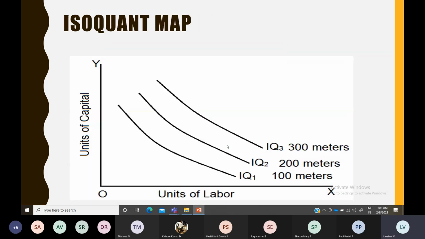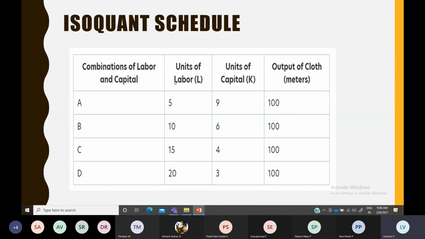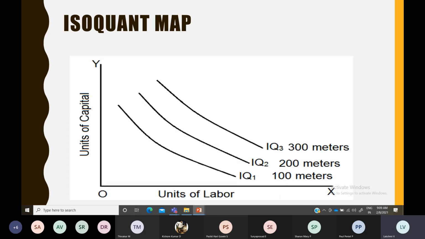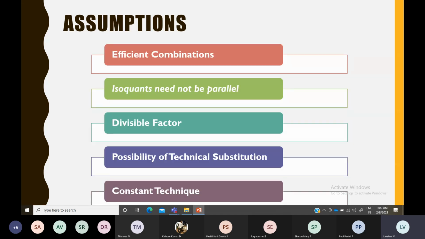labor. So if you see in this table itself, you can understand. Labor, if you want it at the minimum, then capital you can increase. Labor at the maximum means capital you are decreasing, so that you achieve the same level of output throughout. Okay, so this is actually the marginal rate of technical substitution. You want to substitute one factor with that of the other. If you want to increase 1 unit of one factor, you want to lose 1 unit of the other factor. So these are the assumptions of the isoquant curve.